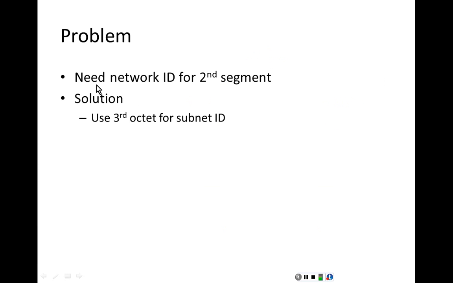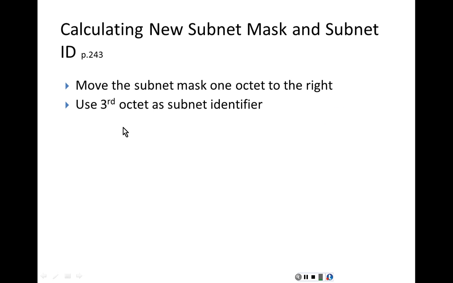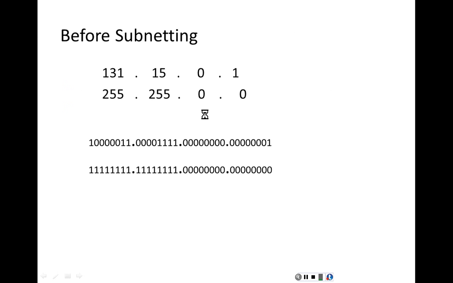The problem is we have one network ID and we need a network ID for the additional segment or other segments, and the solution is we use the third octet for the subnet ID. When we calculate the new subnet mask, what we're doing is moving the subnet mask one octet to the right and then using the third octet as the subnet identifier.